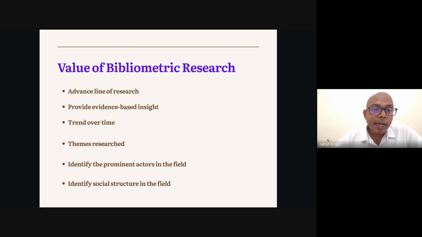And next is it provides evidence-based insight. Because bibliometric analysis follows a quantitative method, there is no bias like in a qualitative method. So whatever evidence will be produced is backed by whatever data is published by the researchers in their articles.